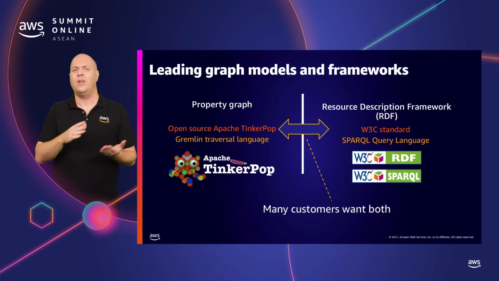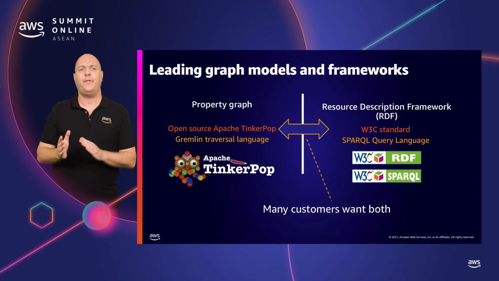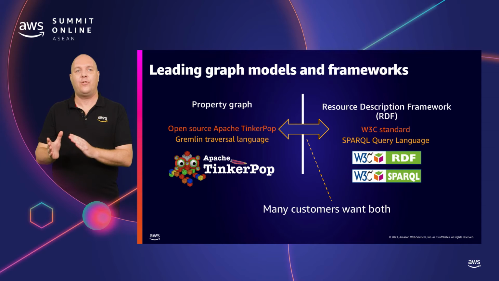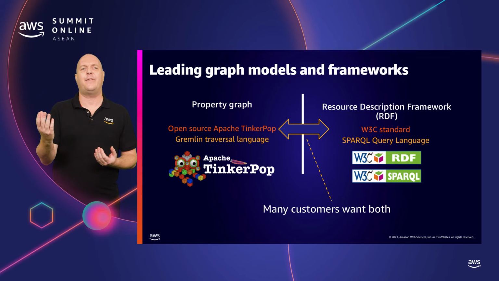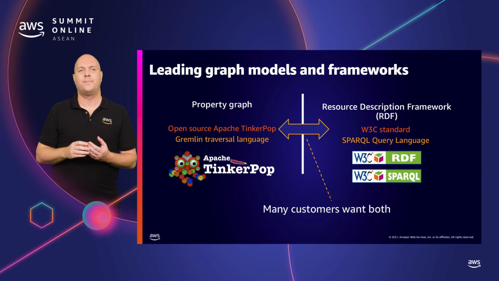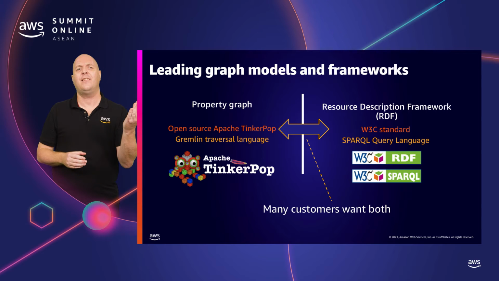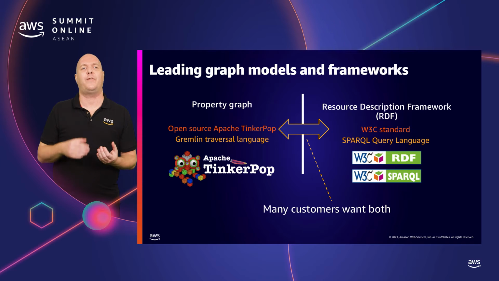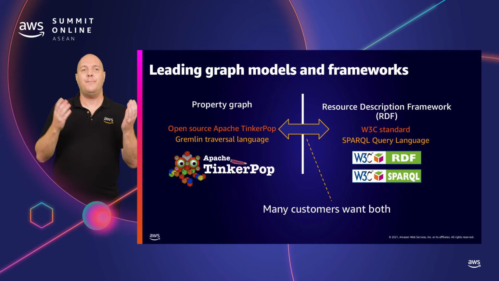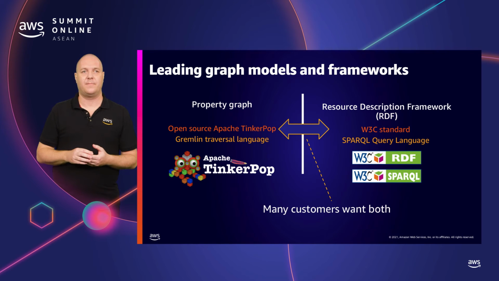Customers often ask us, which graph model should I use? And from a technical perspective, you could really do any use case with either graph model. What we see is that customers really want both. In some cases, you have data available in RDF that you want to use. In other cases, you have developers who think in terms of nodes and node properties and edge properties, and a property graph is a better fit. You may end up with a combination.